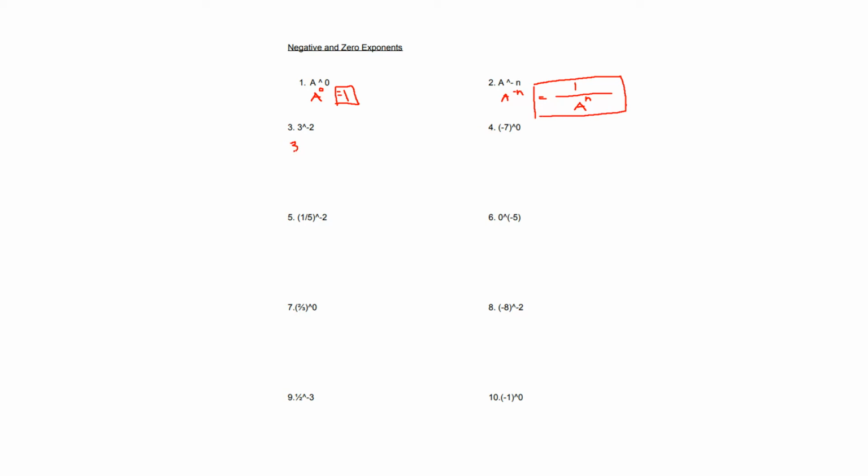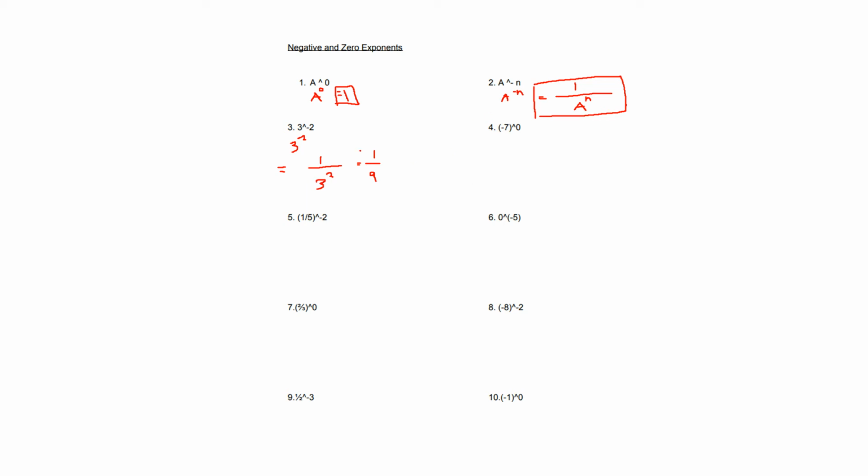Number 3 is 3 to the power of negative 2. So this is a good example of number 2. To get rid of this negative, you're just taking the reciprocal. So the reciprocal will be 1 over 3 to the power of 2. And 3 to the power of 2 is just 9, so it's just 1 over 9.